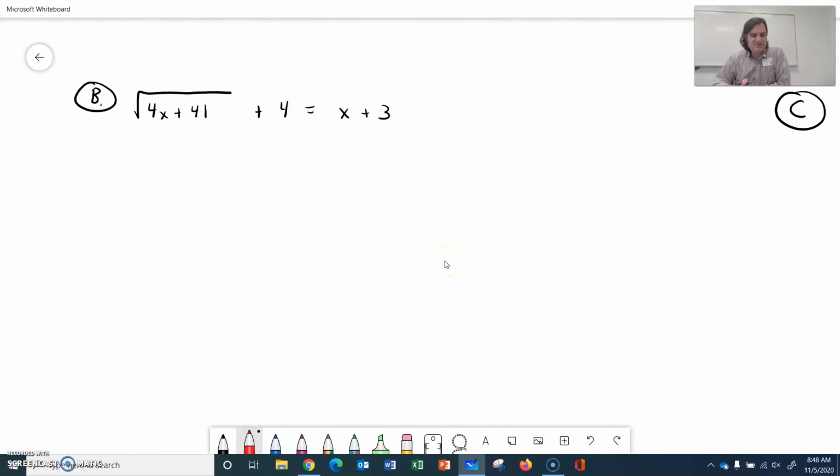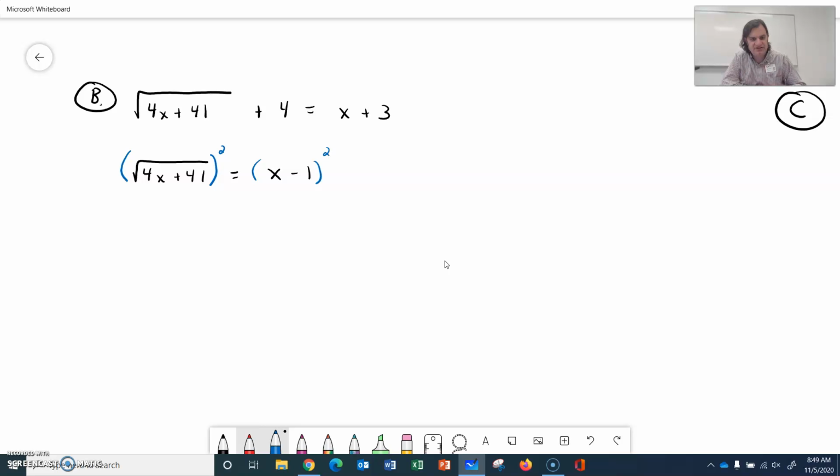So the second practice problem is the square root of 4x plus 41, then outside the root plus 4, equals x plus 3. So once again, the first thing we want to do is get that root by itself. So we'll leave the 4x plus 41 where it is. We'll move the 4 over and have x minus 1 over on the right-hand side. It's a square root, so we'll square both sides.